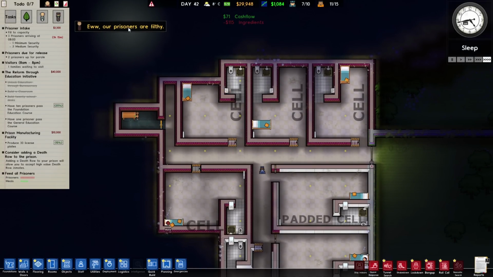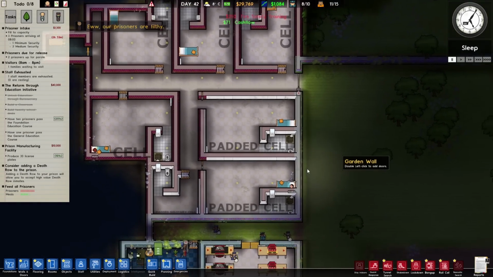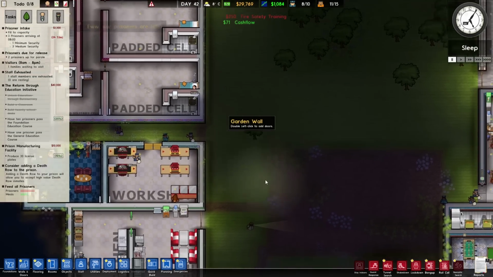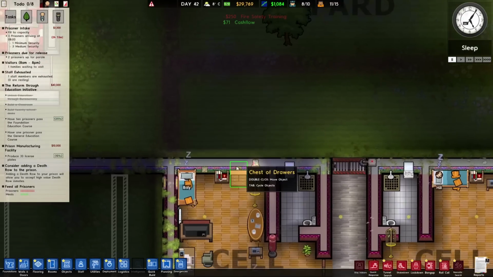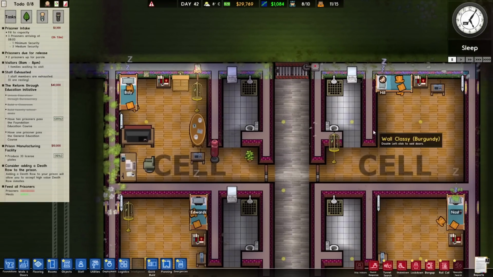And our prisoners are filthy. I'm a bit confused as to why the prisoners are filthy. Why are the prisoners filthy? Hang on, can we go and find one? Can we find a prisoner? So, Bailey, there's a dirty prisoner uniform on your bed. You've got 2 dirty prisoner uniforms.